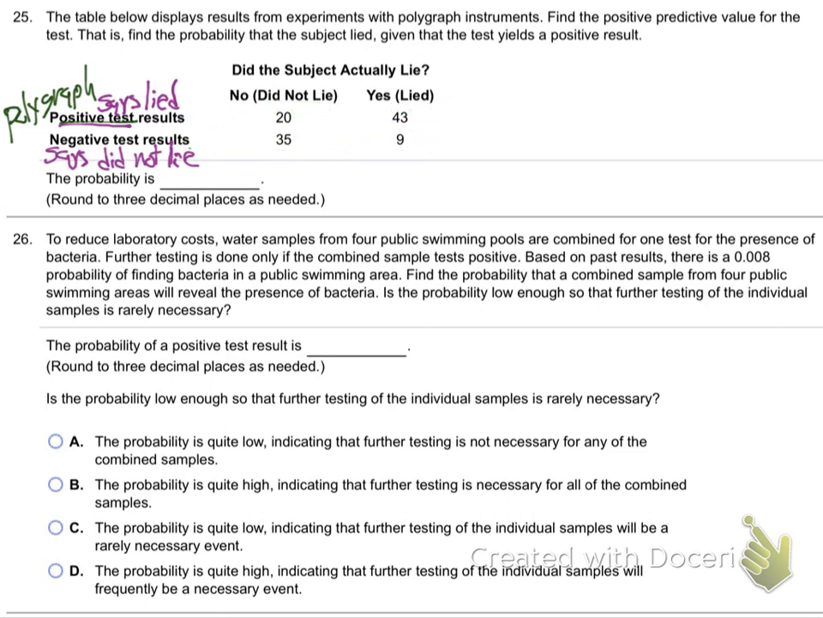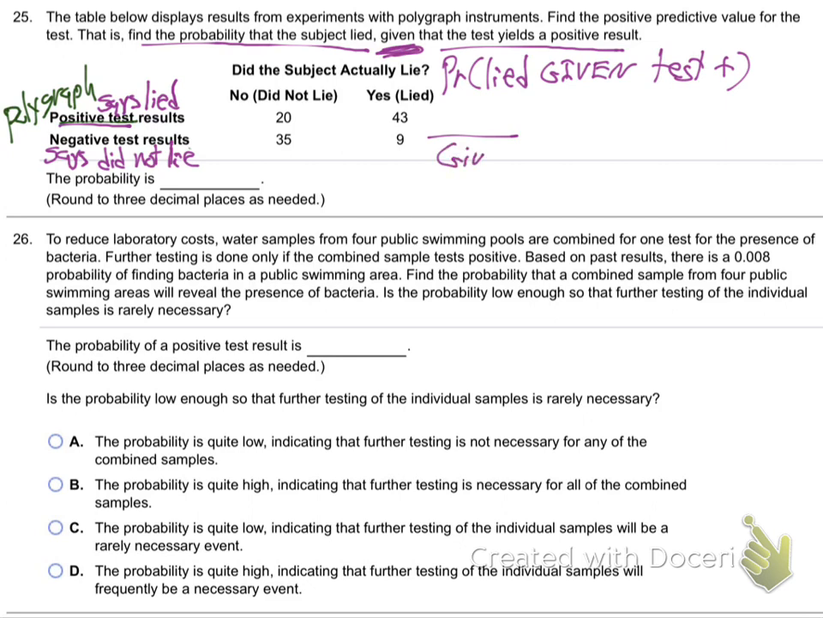They fooled the polygraph. All right, let's put this together then. What do they want me to do here? Find the probability the subject lied, given, that's always big, the test yields a positive result. So probability lied, given that's positive. So remember, the given always goes in the denominator because that's who we're talking about. That's all possible people. We're given what? That they had a positive test result.